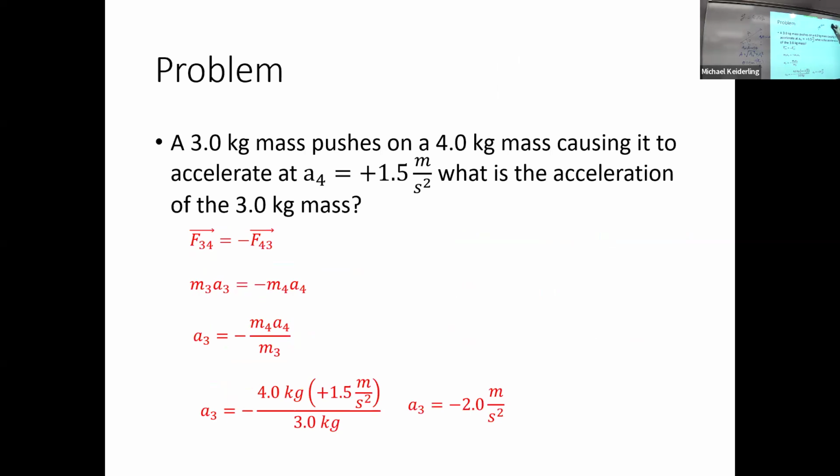Here we have a 3 kilogram mass that pushes on a 4 kilogram mass, causing it to accelerate at 1.5 meters per second squared. What is the acceleration of the 3 kilogram mass?